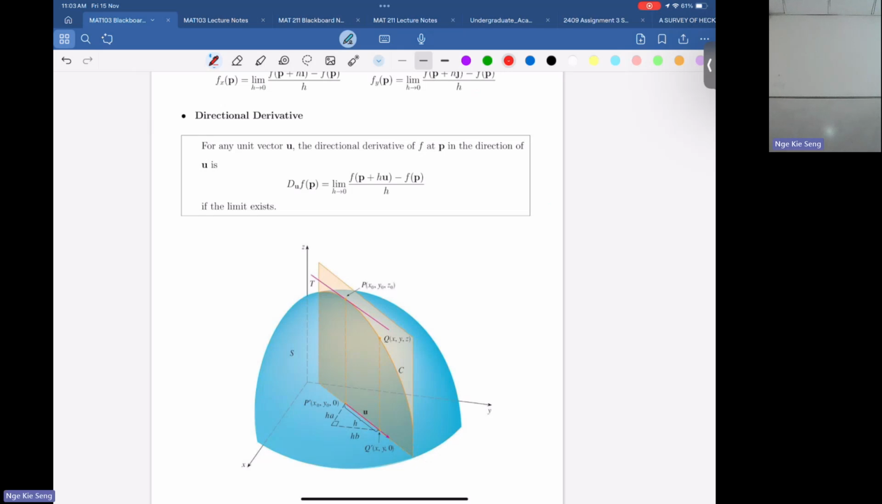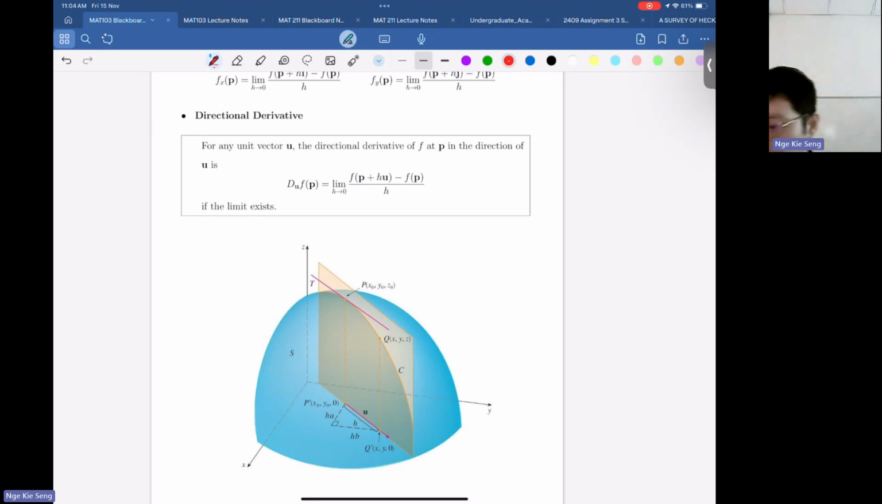Okay, so after you get this plane, your plane can intersect the surface. After this intersection, you will get a curve. Okay, after getting this curve, you can talk about the tangent line. And then the gradient of this tangent line is the directional derivative.